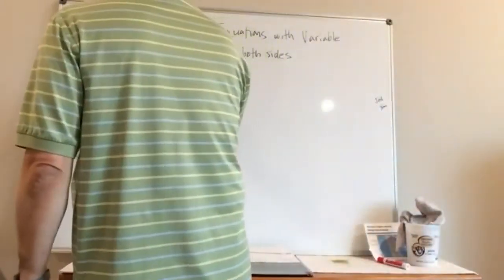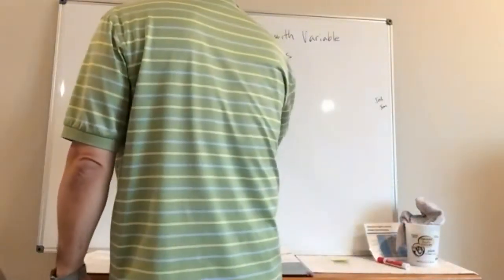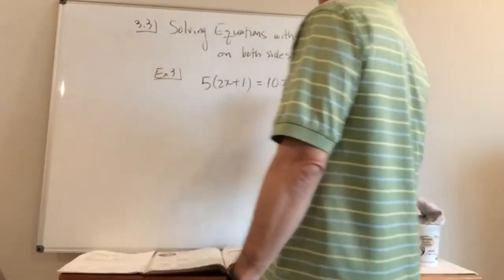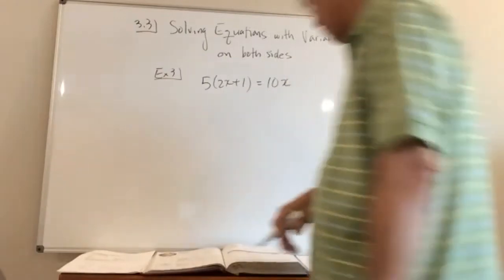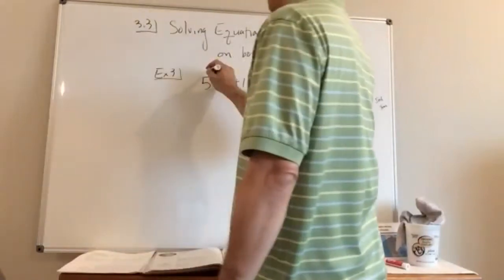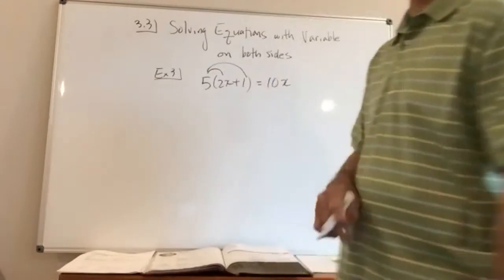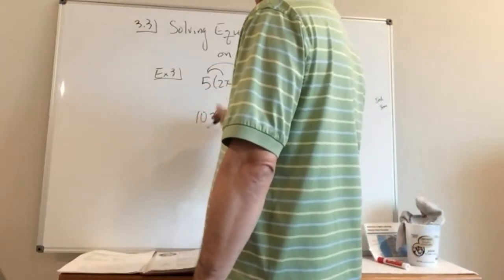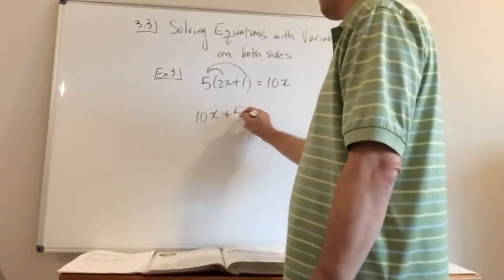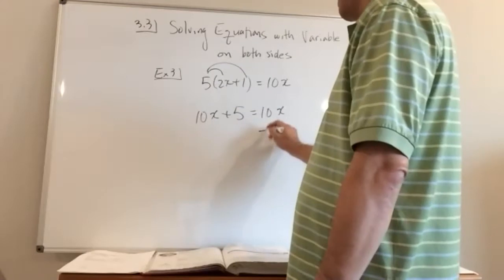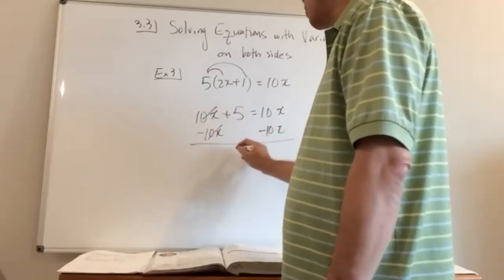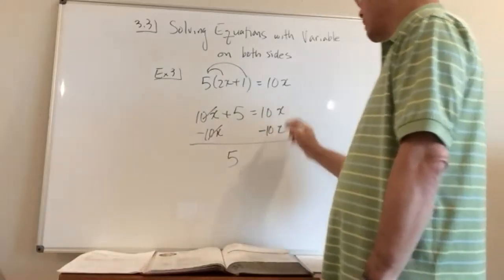Okay, let's do example number 3. In example number 3, we have 5 times the quantity 2x plus 1 is equal to 10x. We're going to remove the parentheses, so I'm going to have to distribute the 5 out. 5 times 2x is 10x. 5 times 1 is 5. It's equal to 10x. So I subtract 10x from both sides. That goes away, I end up with 5, and 10x minus 10x is equal to 0.